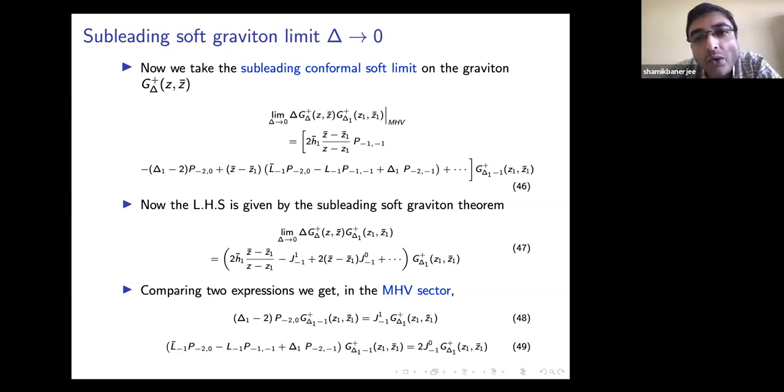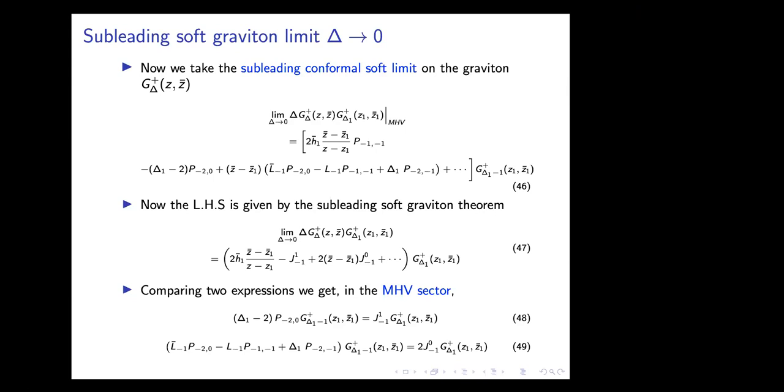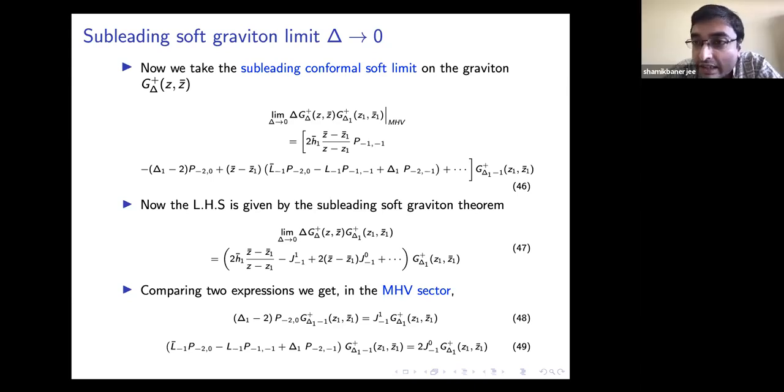Within symmetries, if you just assume that the OPE exists, then on the right-hand side you can have only a single field, and that can only be G, because you don't have any other field.